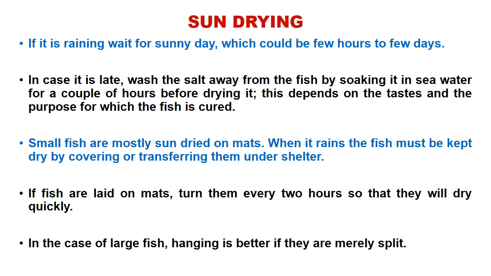In case of small fish, sun drying is mostly done on mats, and when it rains, the fish must be protected so that no water goes to the fish. Preferably it should be covered or transferred under a shelter. If fish are laid on mats, turn them every 2 hours so that they will dry quickly. So when we are drying on a surface like mats, we have to turn them every 2-3 hours so that drying will be faster.